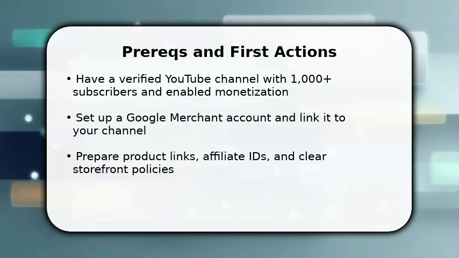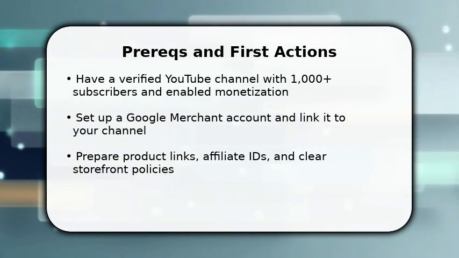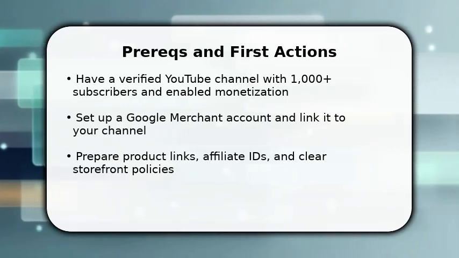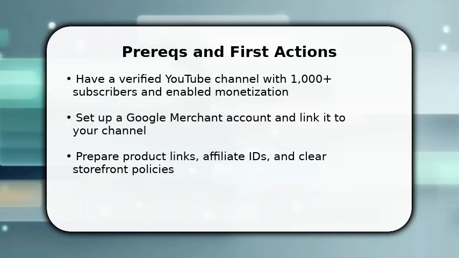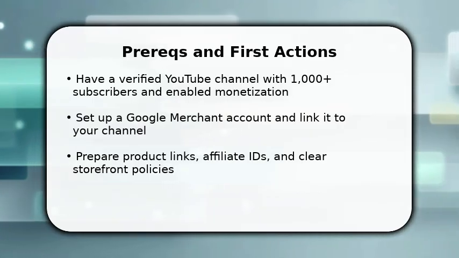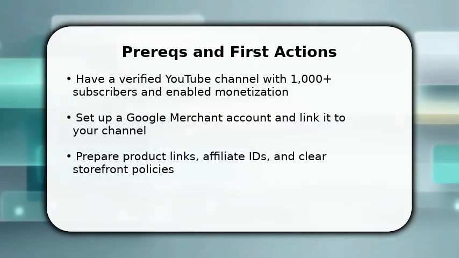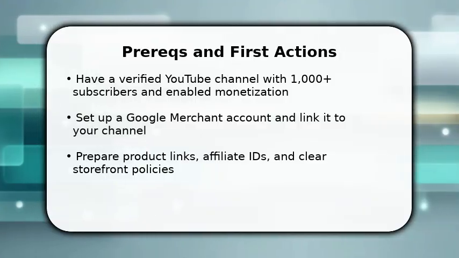You start by confirming prerequisites: a verified channel, monetization enabled, and at least the minimum subscriber threshold. Next, create or sign into a Google Merchant account and link it to your YouTube channel so products can be displayed. Once done, gather affiliate program details, ID, tracking links, and product page URLs, and check that they comply with YouTube policies. This prevents later rejections.